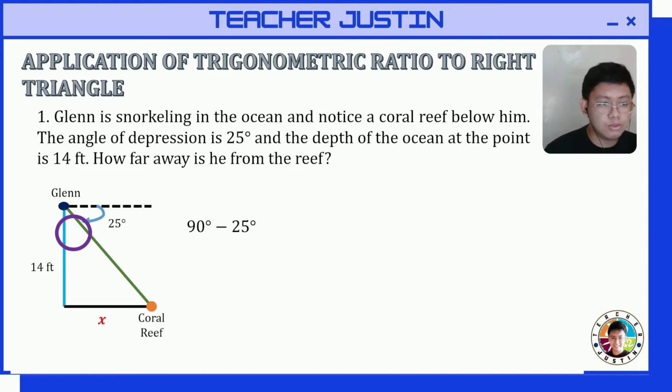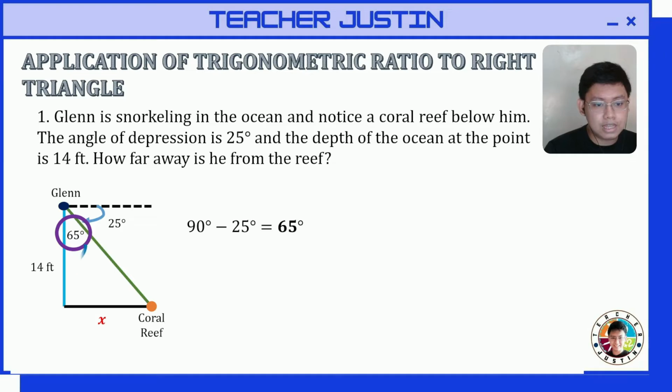So take note that the angle of depression and the angle inside the right triangle are complementary. They will form a 90-degree angle. So to find the missing angle, we're going to subtract 25 degrees from 90. Then let's subtract. That will give us 65 degrees. So this will be our angle inside the right triangle. So 65 degrees.